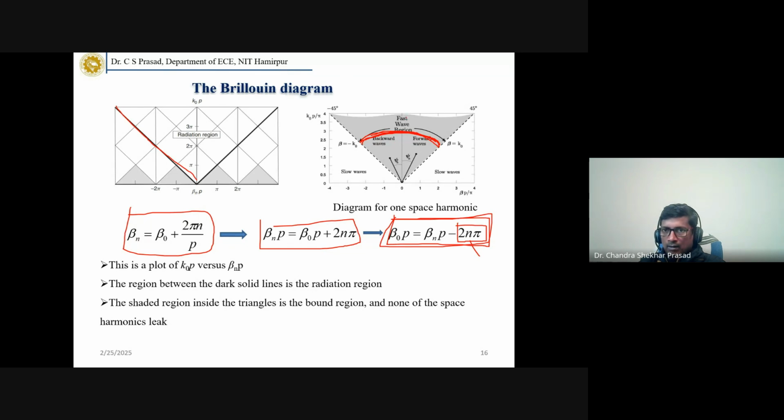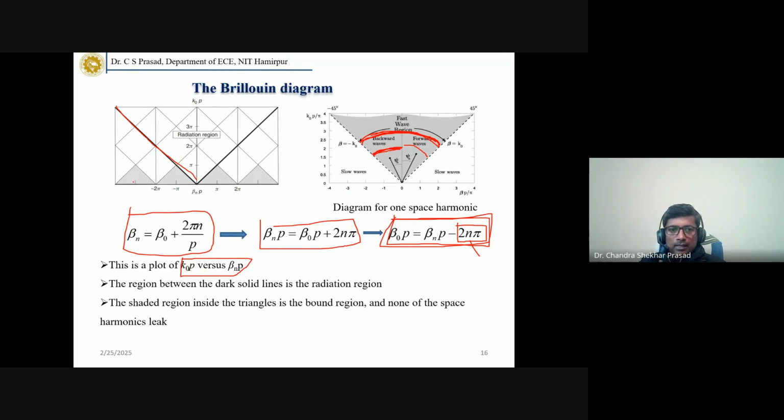And within this fast wave region, if you take this coordinate system, radiation in this direction is called the backward region, and radiation in this region is called the forward region. This plot is like your omega-beta plot, which we have plotted for many structures like waveguides, etc. So this is like your omega-beta diagram.